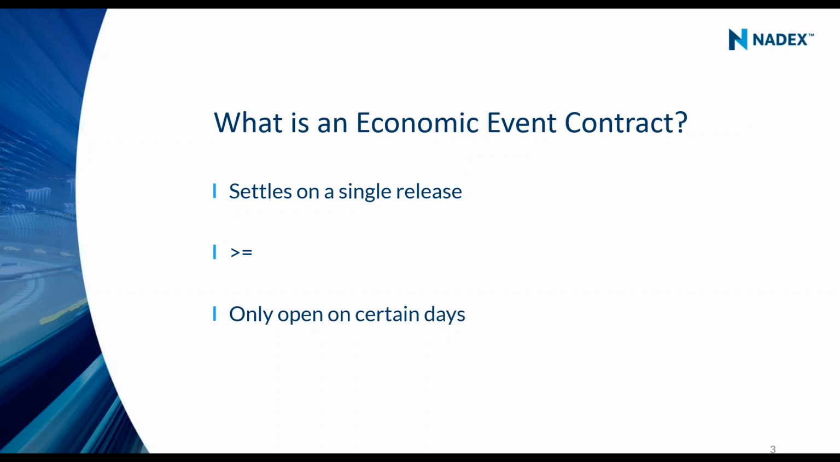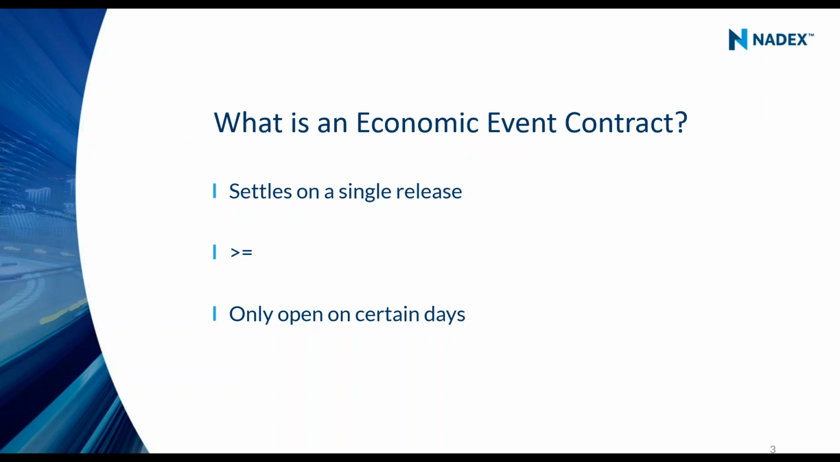That does differ from all the rest of our contracts on the exchange that are simply greater than. So every other contract, if it settles right on that line, right on that strike price, that's a payout for the sell side and not for the buy side. With the economic event contracts, it is a payout for the buy side and not for the sell side. So it doesn't happen that often, but it is something to definitely note, just so you know how exactly these contracts work.